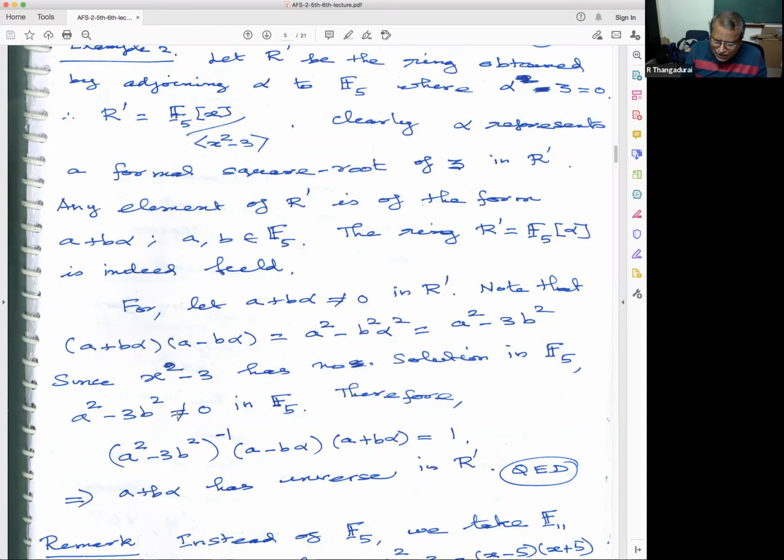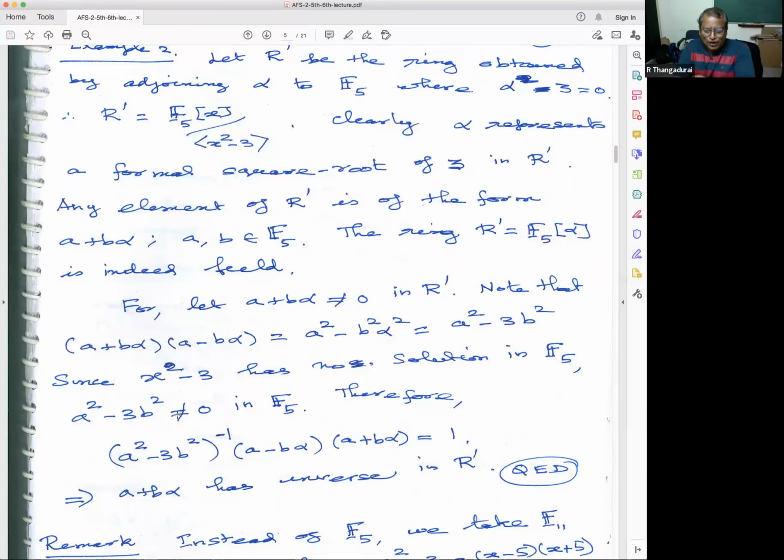You can check whether 3 is a square in F5 or not. You just look at how many elements there are. 5 elements. 0 square, 0 is not equal to 3. 1 square, 1 is not equal to 3. 2 square is 4, which is not equal to 3. Then 3 square is 9, which is again 4 modulo 5. Then 5 square is anyway 0. So 3 is not a perfect square. Therefore it is non-zero. If one knows quadratic residues, then one can do it that way. Otherwise you can simply check.